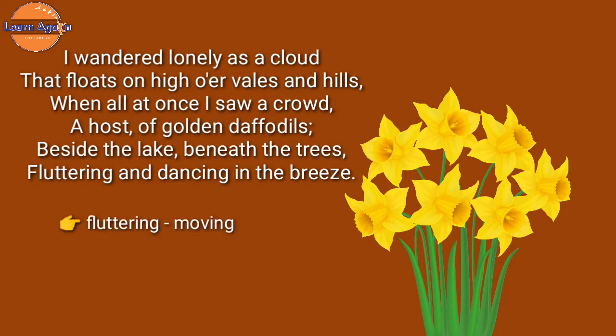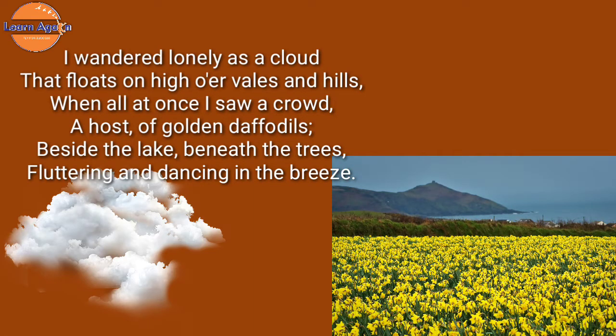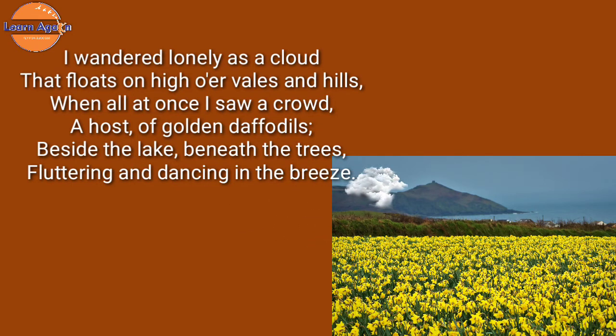Fluttering means moving slowly. So here the poet is in the midst of nature. Well, midst means here at the center of nature, and he expresses his feeling about its beauty. In the first line of the poem, the poet compares himself to a cloud which is moving lonely high over vales and hills. Well, vales used here is an old English word used by the poet. While moving, suddenly he saw at once a crowd of golden daffodils.